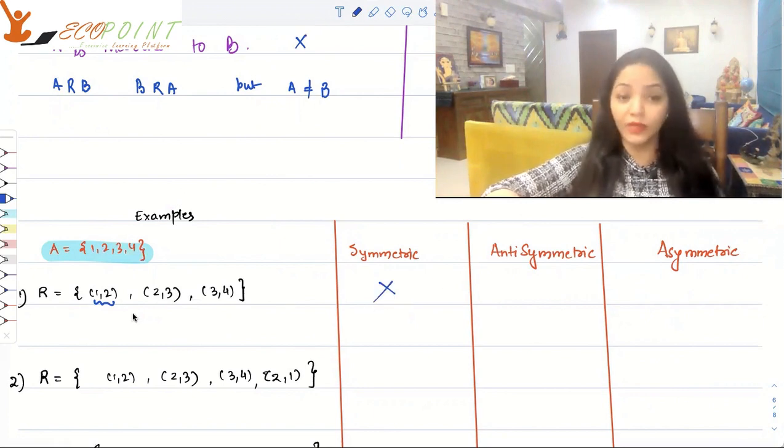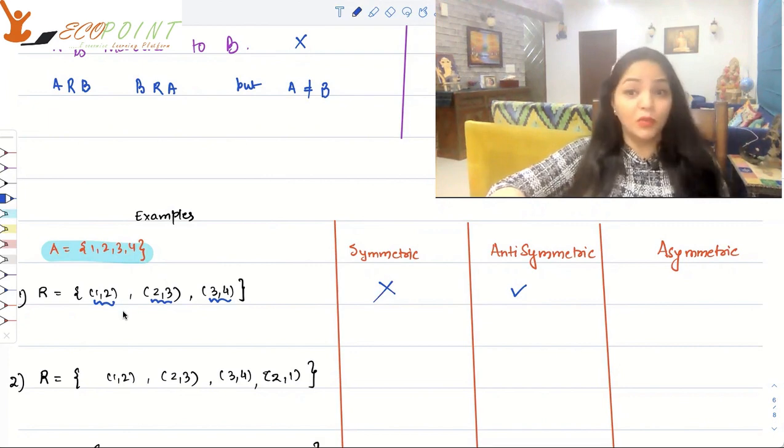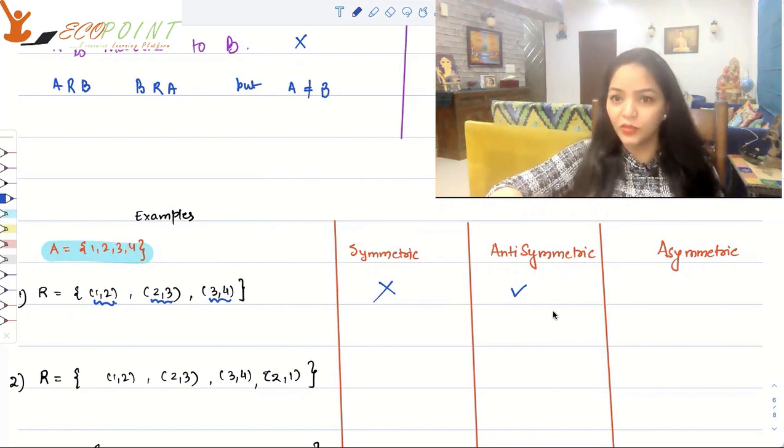Is it antisymmetric? For antisymmetric, what do I require? That if (1, 2) and (2, 1) are there, then 1 should be equal to 2. But the fact is that (2, 1) is not here. Similarly, (3, 2) is not here, and (4, 3) is not here. So there's nothing to prove, and we can say that this is antisymmetric. And (1, 2) is there, but (2, 1) is not there. So it is asymmetric also, because that's happening with each element that you have here: x R y, but y R x is not happening. So what have we figured out? It is antisymmetric, asymmetric, but not symmetric.